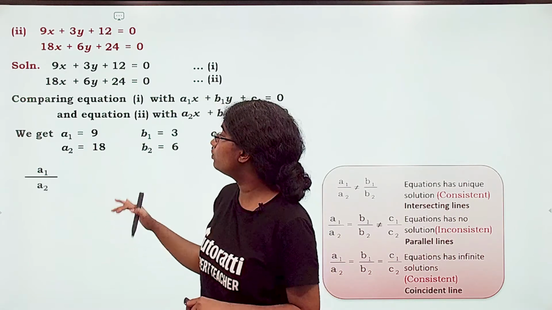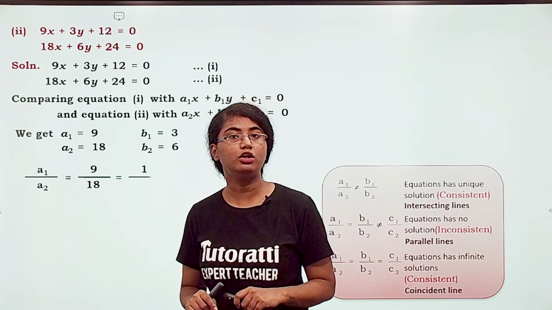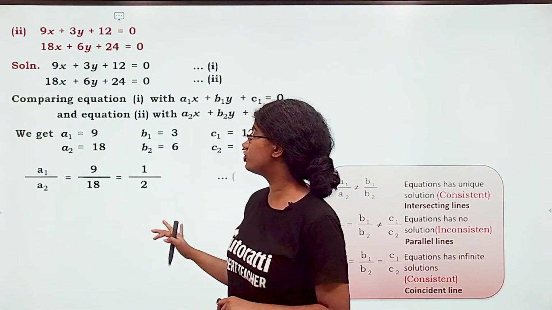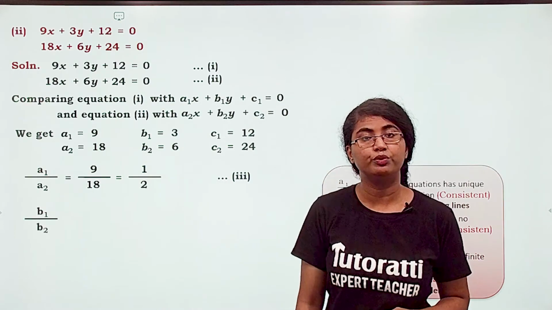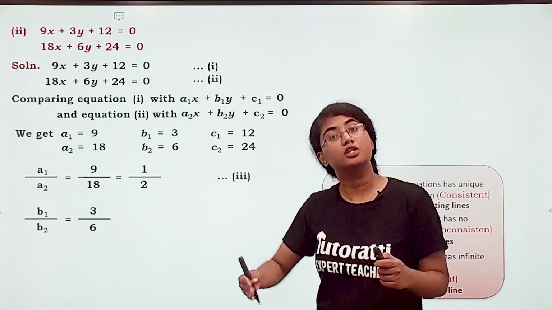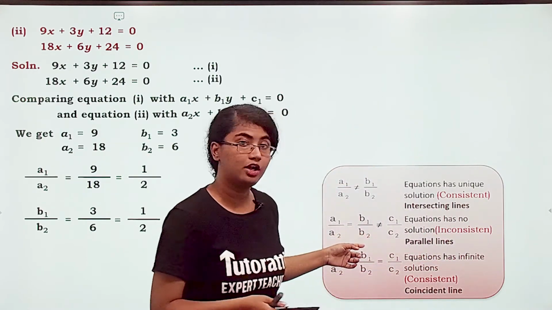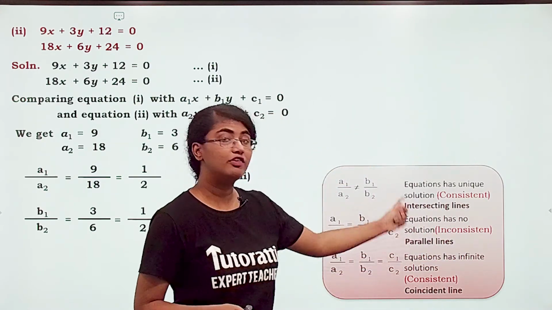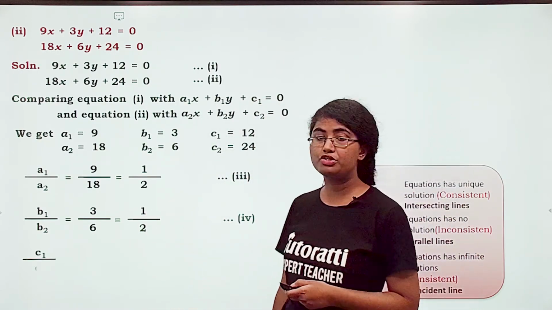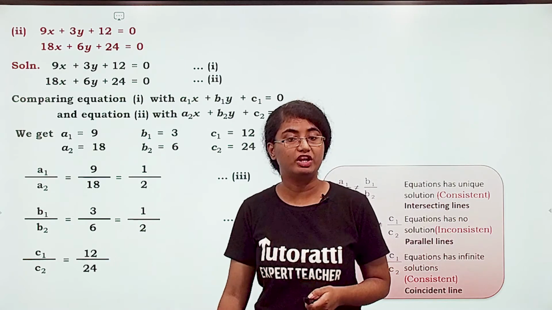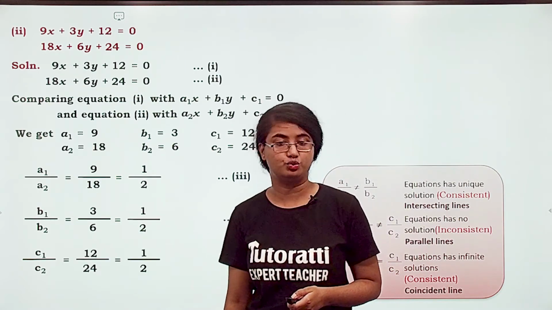a1 upon a2 is 9 upon 18, which can be further written as 1 upon 2, right? So this is my first ratio. Moving on to the next one, b1 upon b2 is 3 upon 6. Divided further, you will get 1 upon 2. So we are nearing the second condition. Now it all depends on c1 upon c2. So we move further and obtain c1 upon c2, which is 12 upon 24, which is again 1 upon 2.